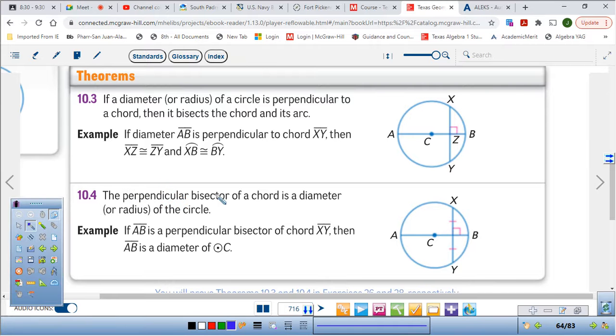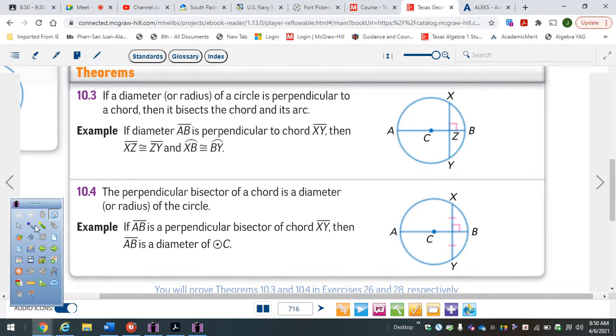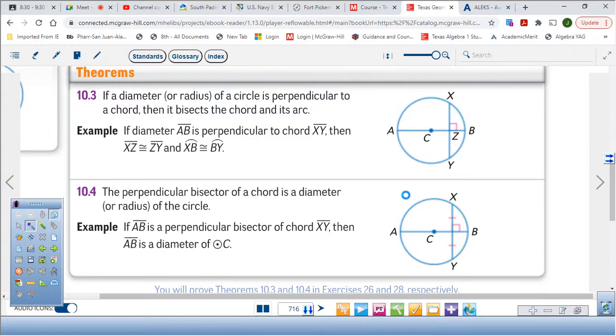Okay, the perpendicular bisector of a chord. Let me read the next one. The perpendicular bisector of a chord is a diameter. So here it goes again. If you see that it's perpendicular and you see that it's bisecting, like this section is equal to this section here, then this here is a diameter or a radius. That's pretty sweet. Does that make sense?